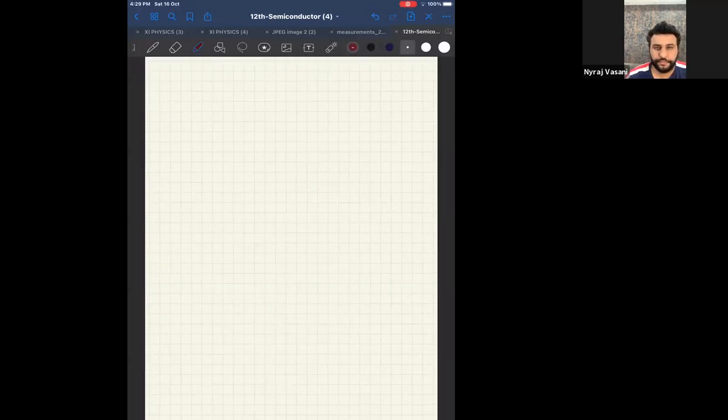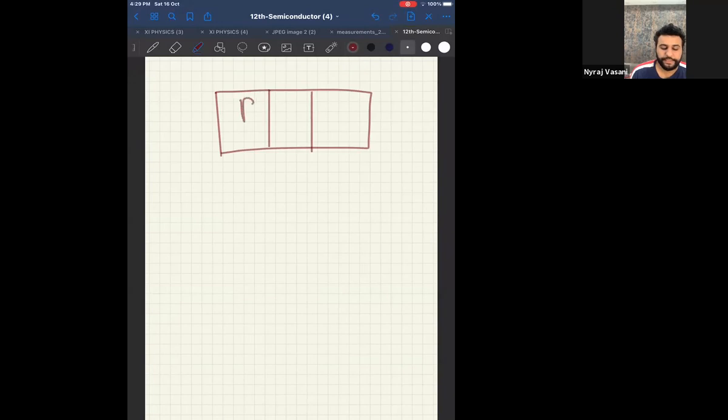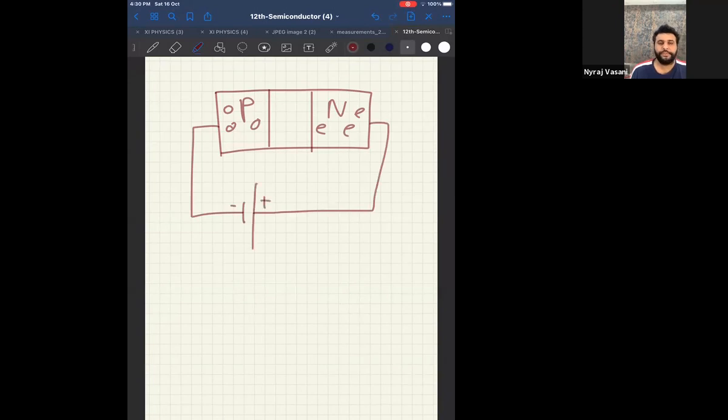See here. Now I will take a PN junction in reverse bias. This is P, this is N. So P has holes, N has electrons, and I'll keep it in reverse bias. That means P is connected to negative, N is connected to positive. Understood? This is reverse bias. You know what is reverse bias? When P is connected to negative and N is connected to positive.